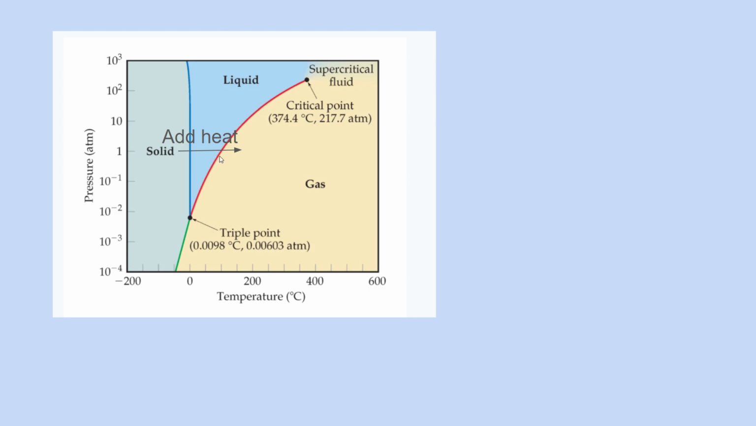Similarly to how you can add heat and go across, let's say you have a gas and you increase the pressure, it can become a liquid now. That's how you manipulate the phases in phase diagrams, that's how you use them, pretty much.